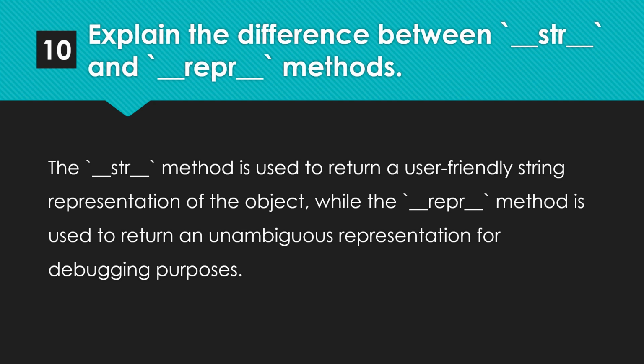Explain the difference between str and repr methods. The str method is used to return a user-friendly string representation of the object, while the repr method is used to return an unambiguous representation for debugging processes.